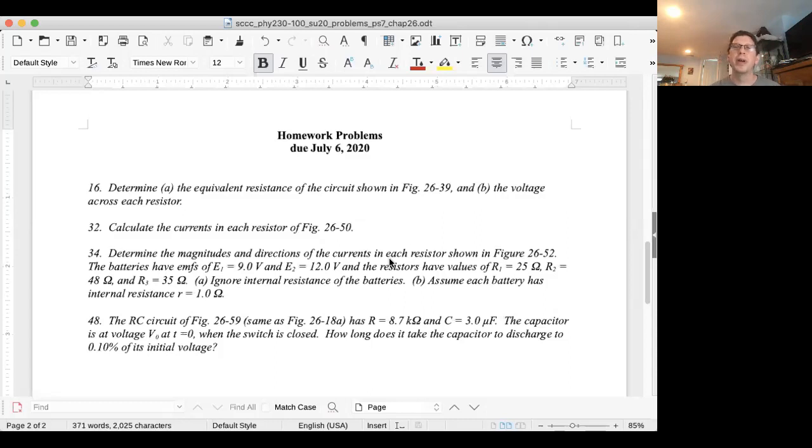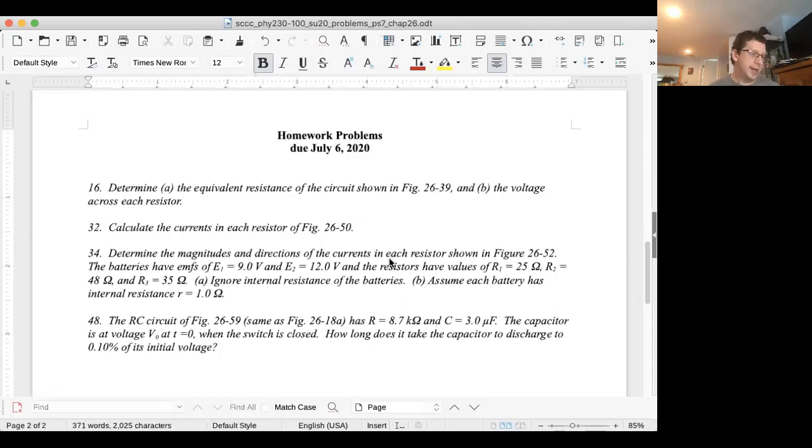Now remember, where you have a parallel segment, the voltage is the same across each branch. Where you have 2 segments connected in series with each other, the equivalent resistances add together, and the voltages across each segment add together as well. So keep those in mind.